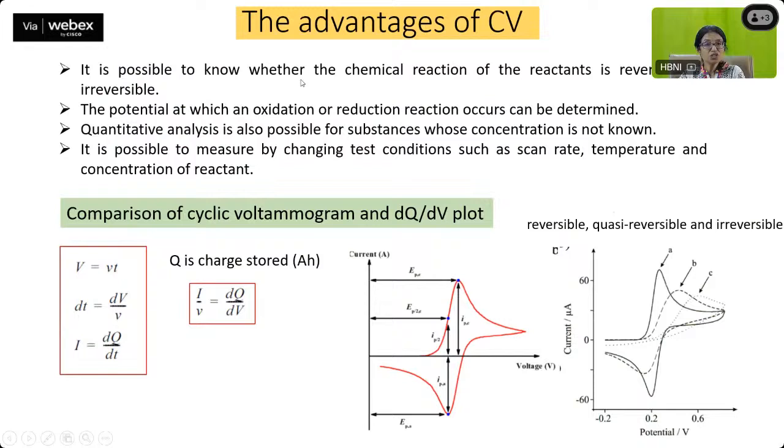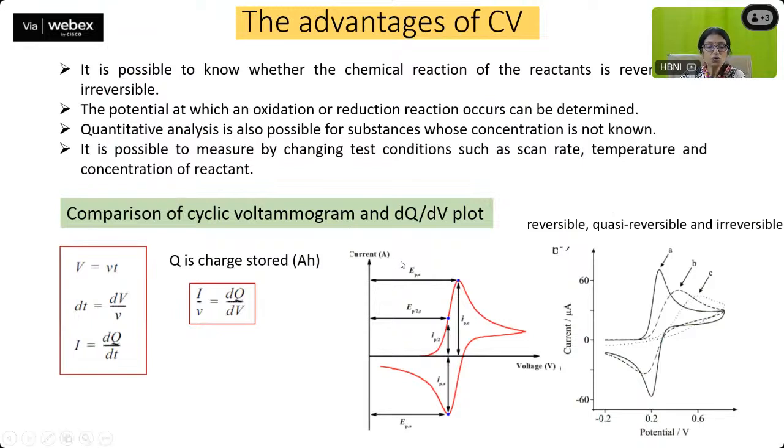So what is the advantage of CV? It is possible to know whether the chemical reaction of the reactants is reversible or irreversible. The potential at which an oxidation or reduction reaction occurs can also be determined. Quantitative analysis is also possible for substances whose concentration is not known. And it is possible to measure by changing test conditions such as scan rate, temperature, and concentration of reactants. You can find out basically all these different quantitative analyses by changing the scan rate, temperature, as well as the concentration of the reactants.